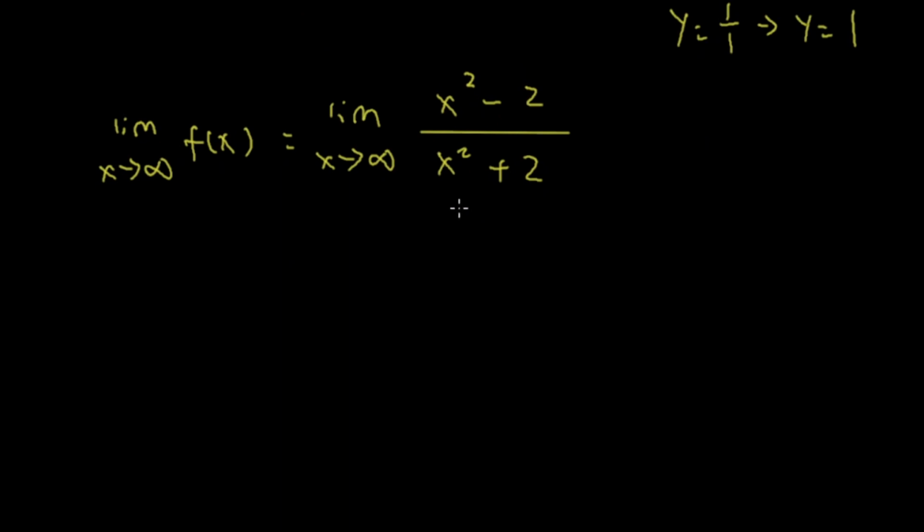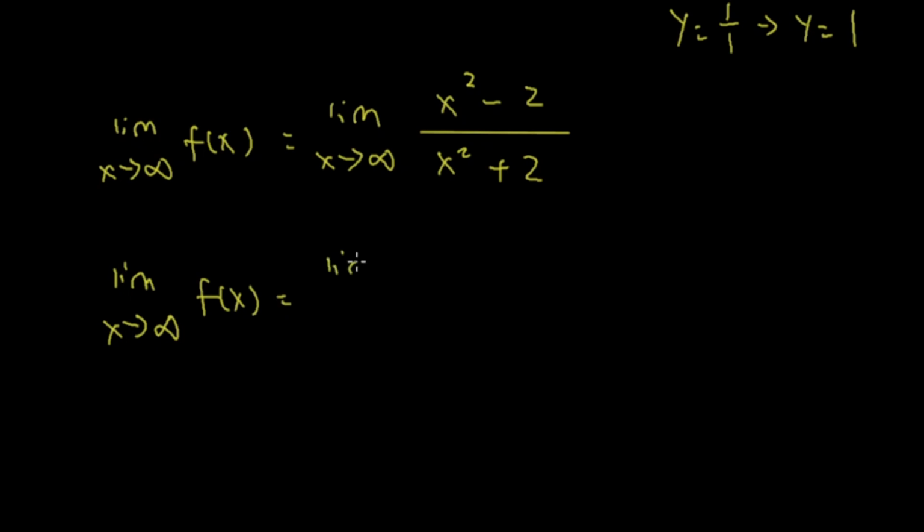So what we have to do is divide the top and the bottom by x squared to get rid of the x squared here and here, so that we can see if we can go further from there. We keep the left side the same.